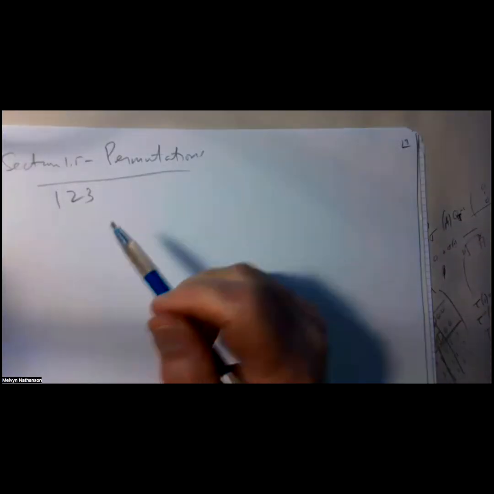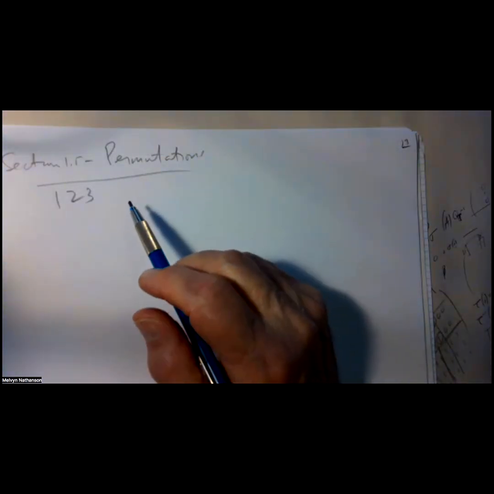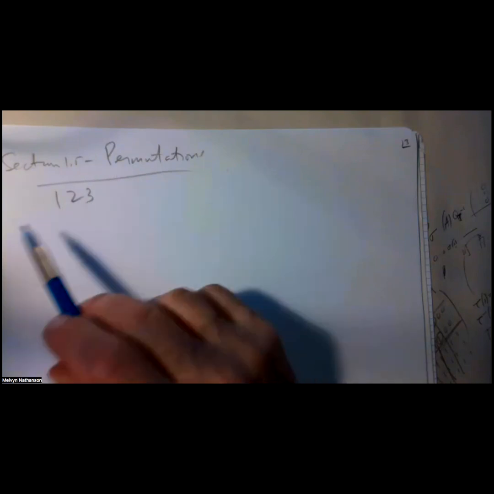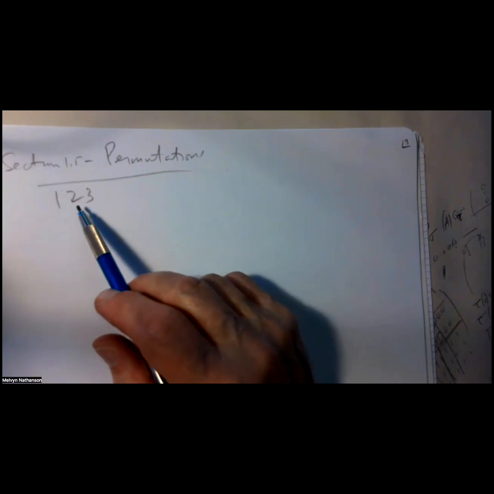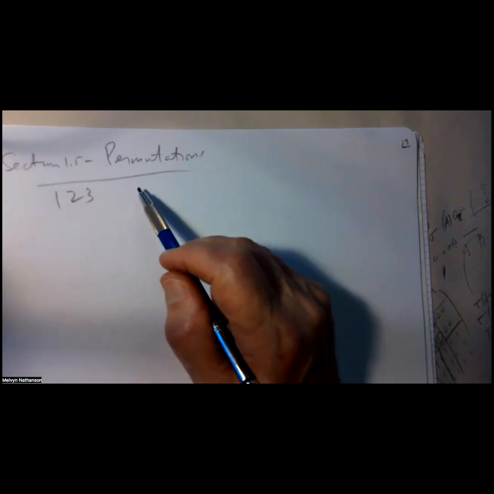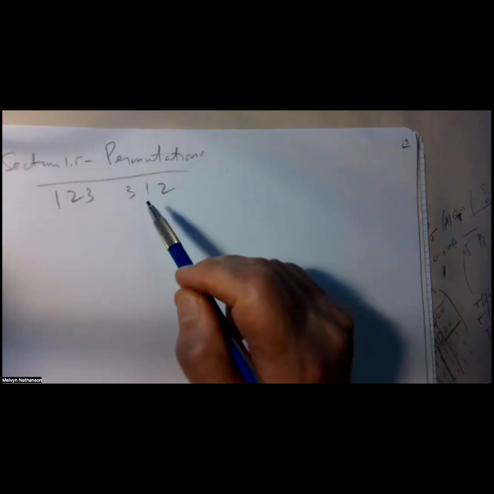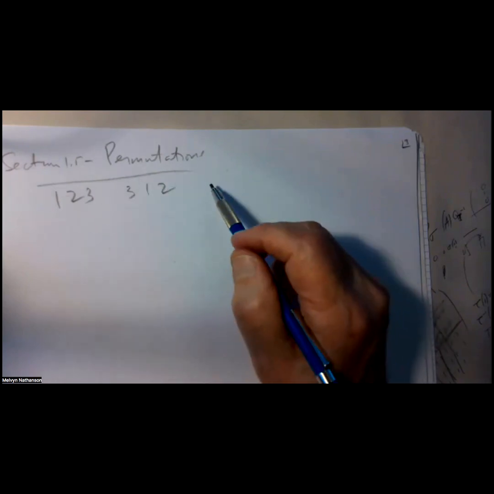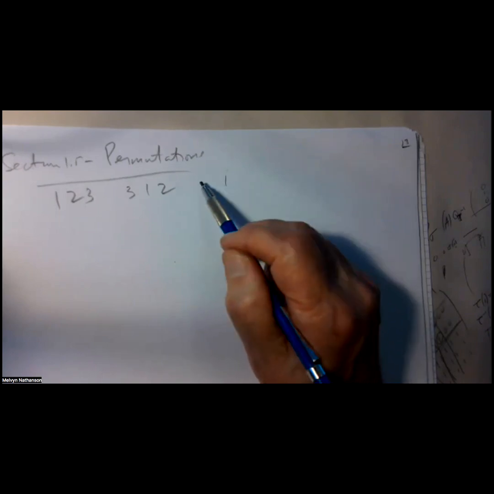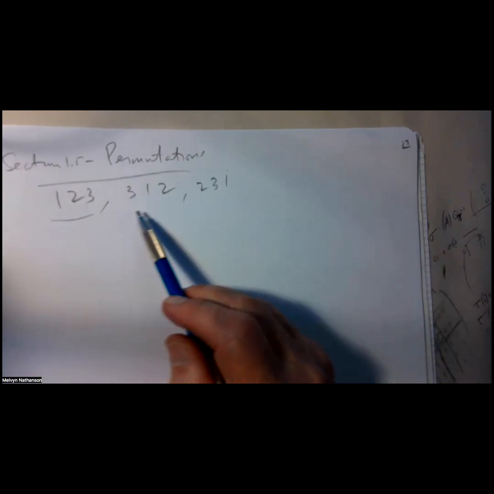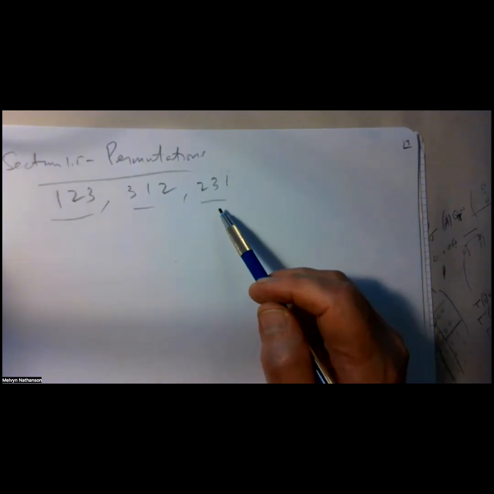We have 1, 2, 3. We could keep 1 fixed, or actually we could just rotate them. Instead of 1, 2, 3, go 3, 1, 2. Or we could rotate it again and go 2, 3, 1. So here we have the numbers 1, 2, 3 in different orders. Is there any other way we could arrange them?